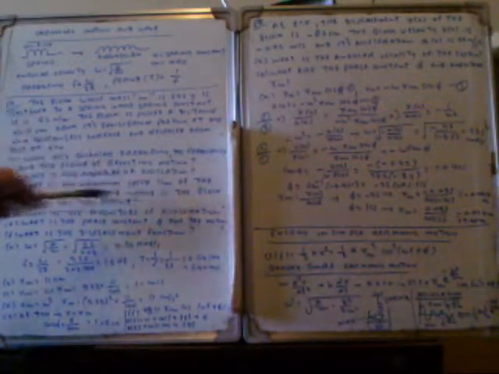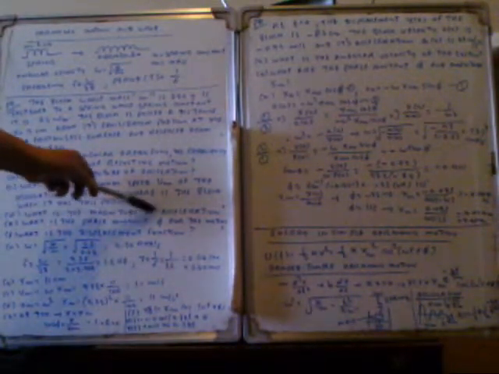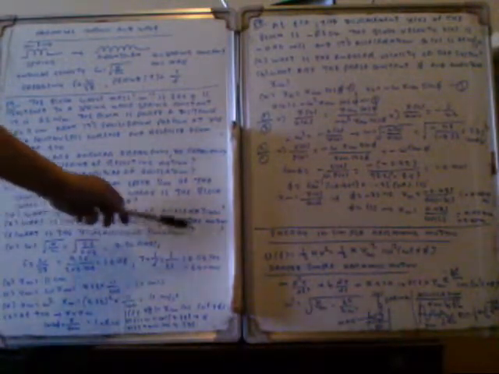And where is the block when it has this speed? D. What is the magnitude of the acceleration? E. What is the phase constant phi for this motion? F. What is the displacement function?